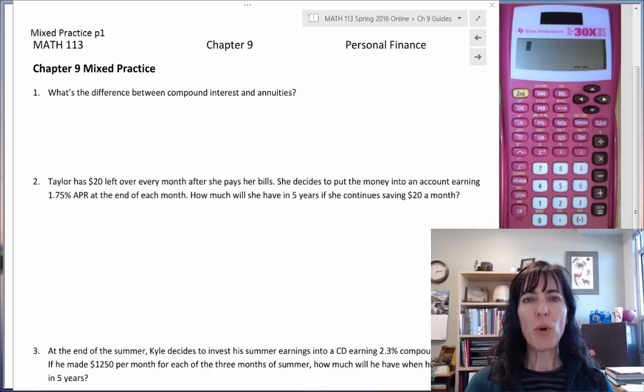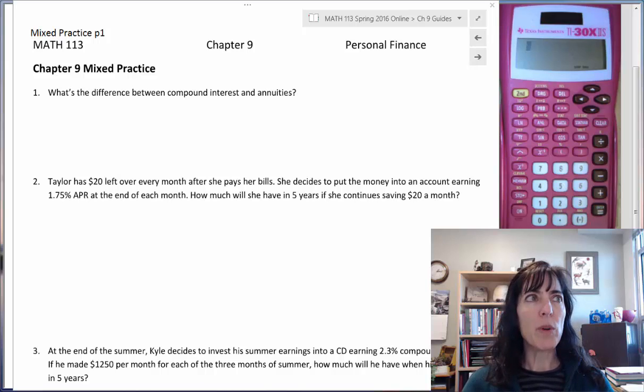Chapter 9, Mixed Practice, is intended to give you some strategies for figuring out which formula of all the gazillions of formulas that we've been using is the right formula for the scenario that you're looking at. And so I'm going to focus on the difference between two different interest types and then look at an example of each of those types so that you can identify both what the differences are and then which formula you should use based on how the scenario is written.